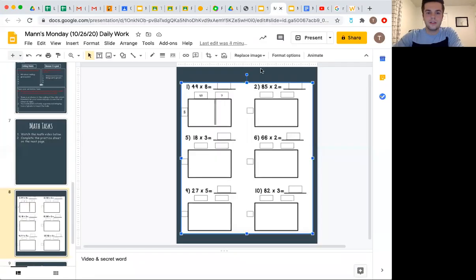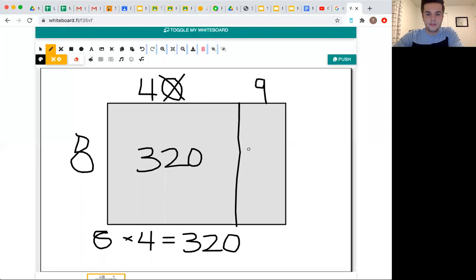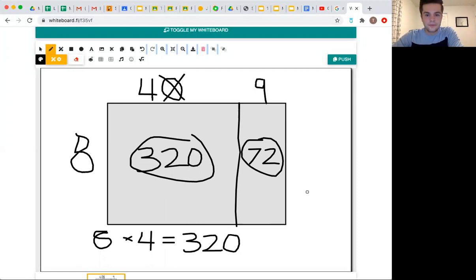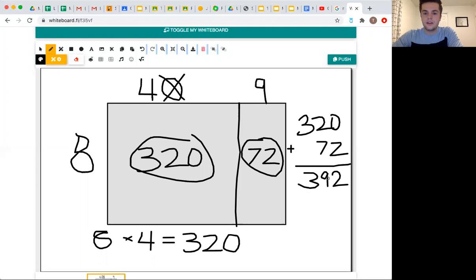So let's go back here. Oh no, let's stay right here. So we've got 72. Now all we have to do is we add this number and this number together. So let's go 320 plus 72. So 2 plus 0 is 2. 2 plus 7 is 9. And 3 plus nothing is 3. So our answer is 392.